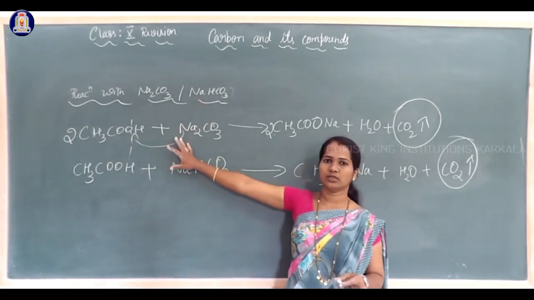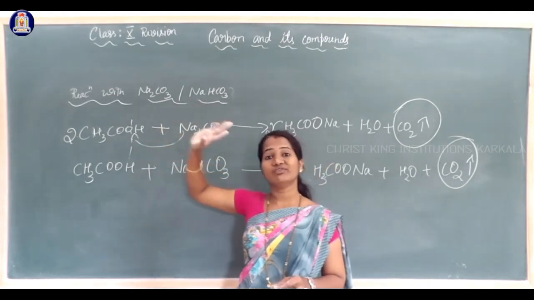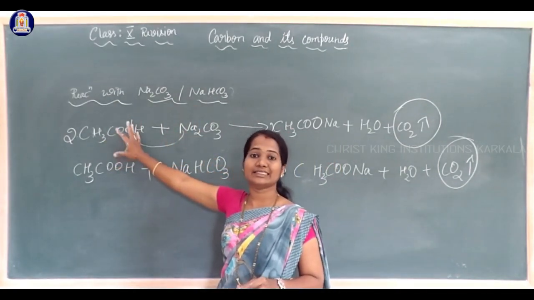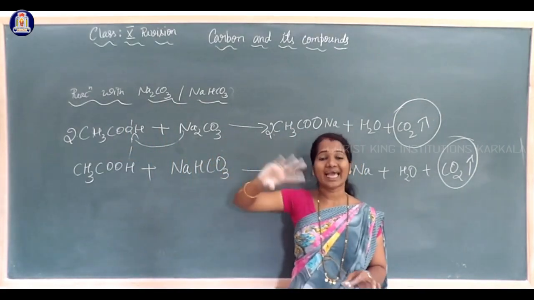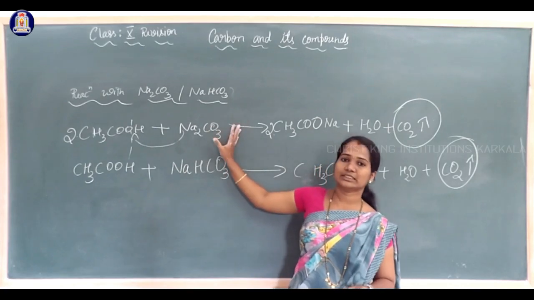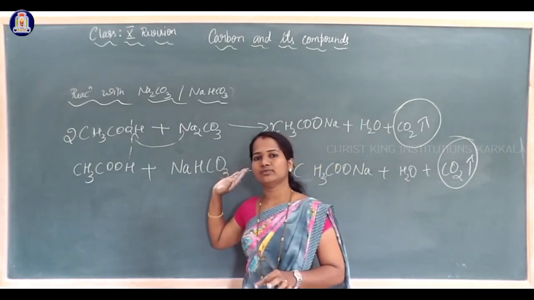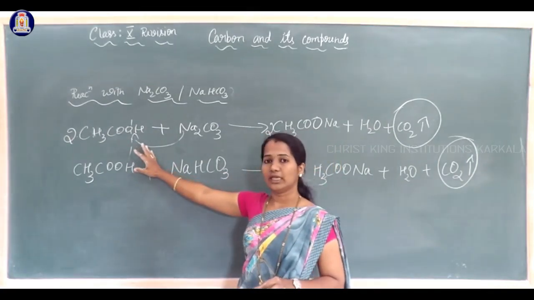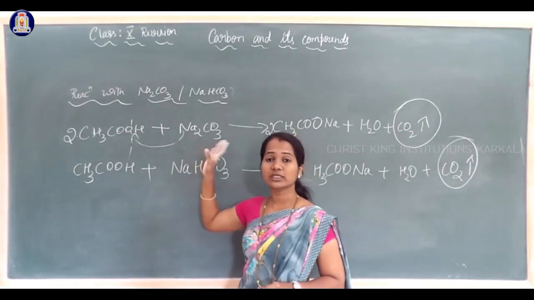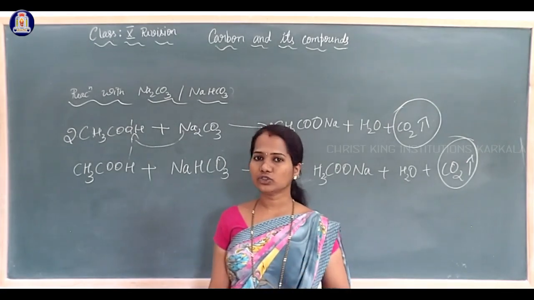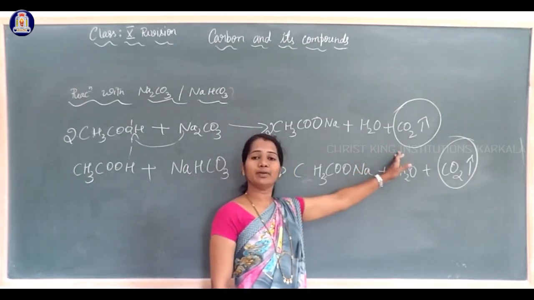So this reaction is one of the best reactions to differentiate acetic acid and ethanol. Ethanoic acid and ethanol can be differentiated using this test. Experimentally, acetic acid as well as ethanol can be identified using this test, because acetic acid reacts with either sodium carbonate or sodium hydrogen carbonate and liberates carbon dioxide gas.